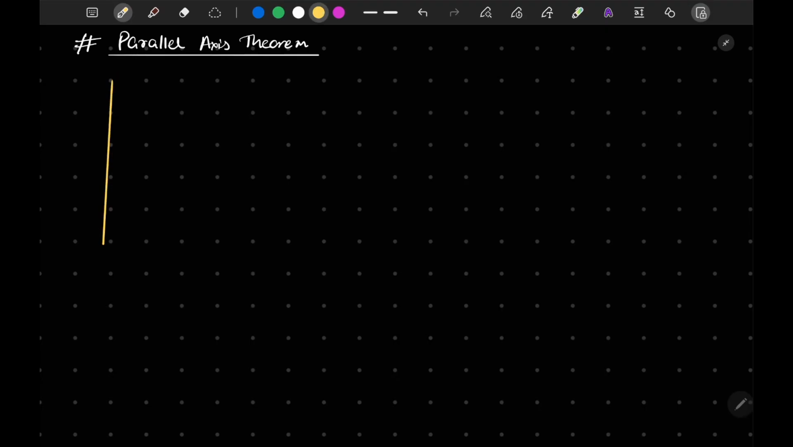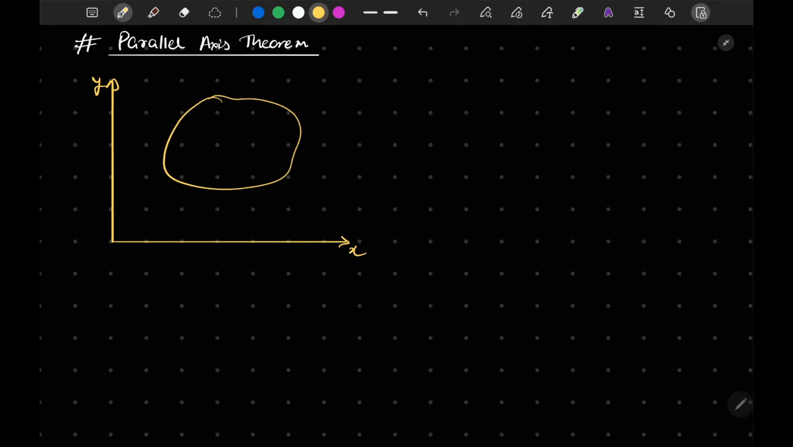Let's say this is our coordinate system. This here is the y axis and this is the x axis. Let's say this is the area which we are considering, and its centroid lies somewhere here. This is our centroid. Now xc and yc are the ordinate axes passing through the centroid.